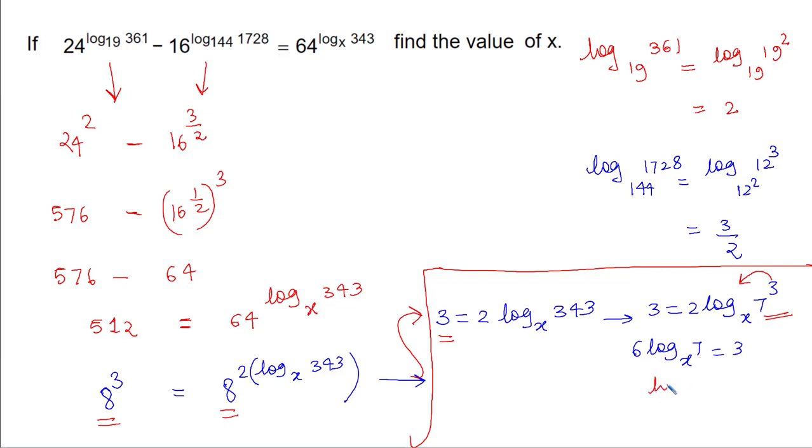So log of 7 to the base x is going to be 1 divided by 2. From this we can see that x to the power 1 divided by 2 is going to be 7. So let's square both sides. The value of x is going to be 49. This is how we can solve this question. Okay everyone.